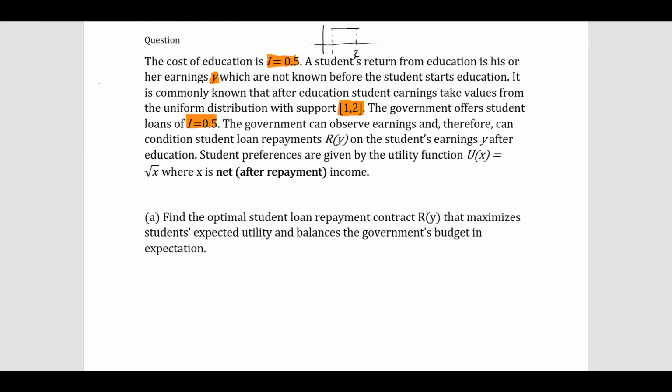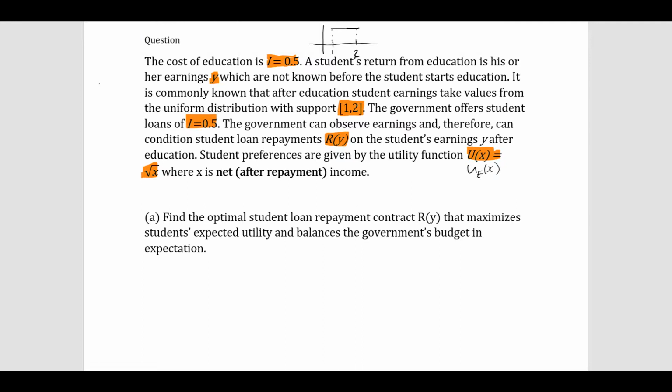The government can observe earnings and therefore can condition student loan repayments R of Y on student earnings Y after education. Student preferences are given by the utility function U of X. So this is basically our UE of X from earlier on. But again, I wouldn't get too hung up on it. That's essentially UE of X, where X is the net after repayment income.